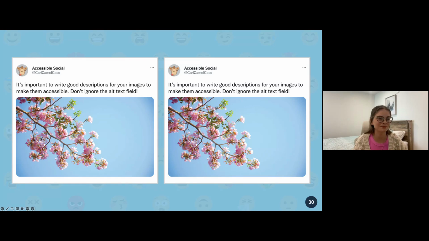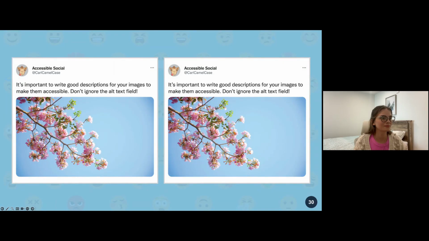Accessible social. At Carl Campbell Case. It's important to write good descriptions for your images to make them accessible. Don't ignore the alt text field. Image. A branch of delicate pink cherry blossoms under a clear blue sky. 1 minute ago. Versus what the second post sounds like.